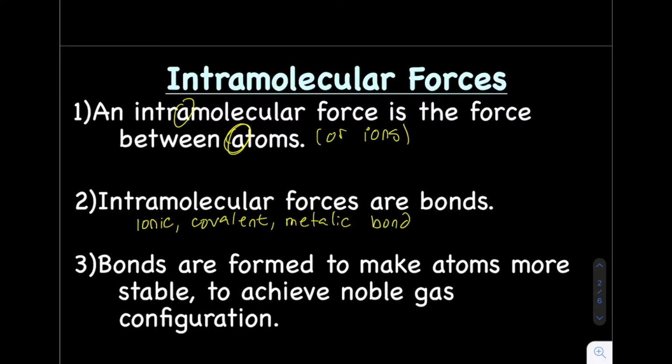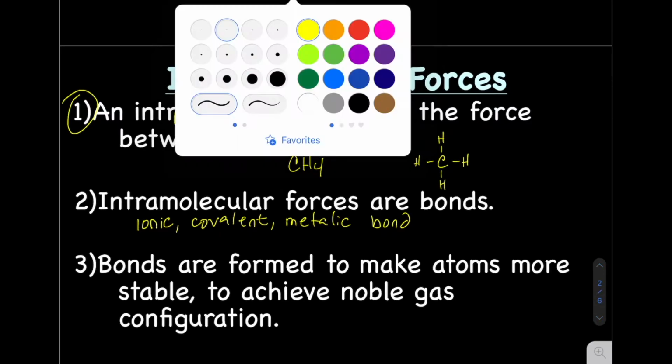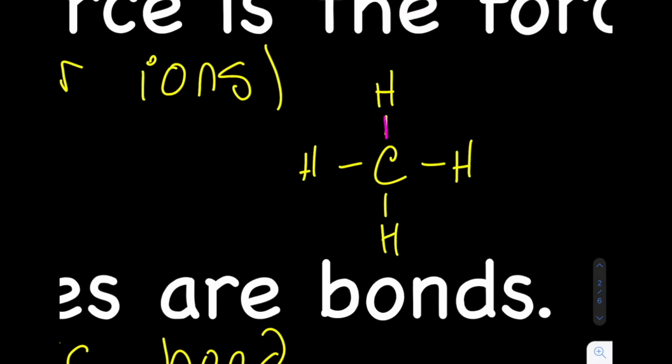So let's go back to point one real quick. An intramolecular force is the force between atoms. So for example, if I had a C bonded with 4 H's, so CH4, these bonds right here, in this case, these are covalent bonds. Those pink things are the bonds, also known as intramolecular force.